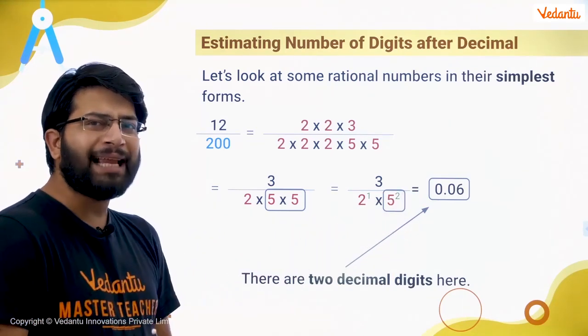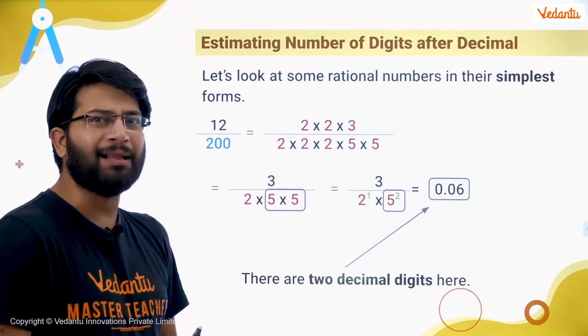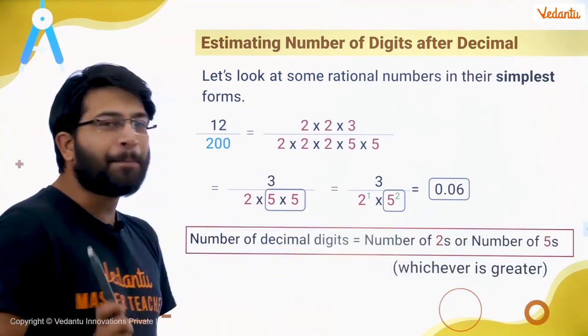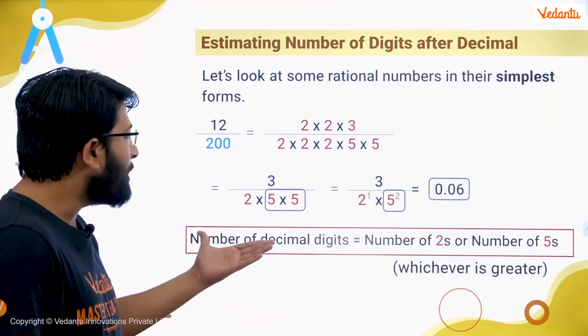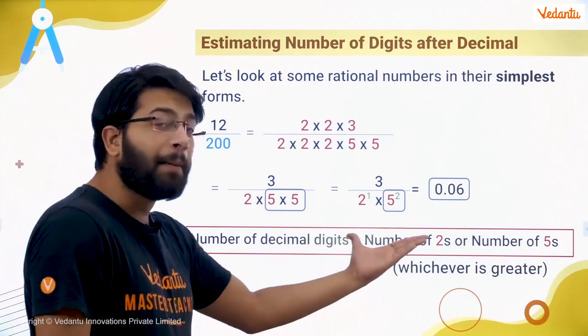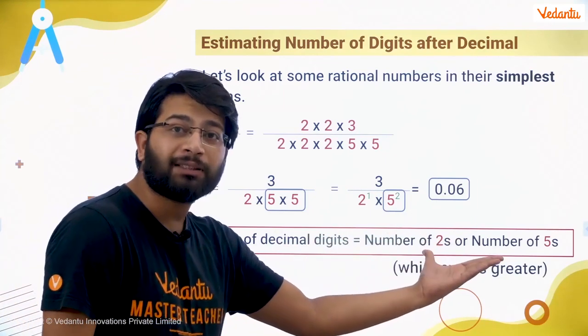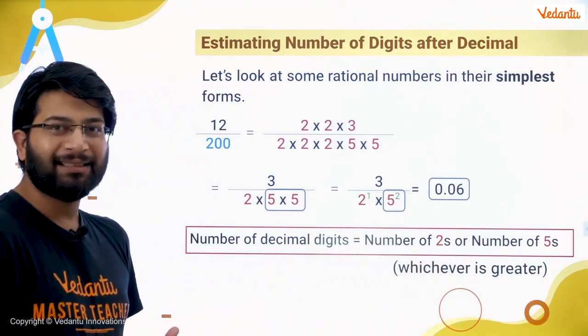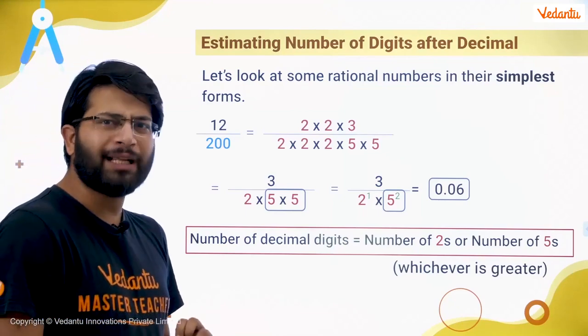So what we can say from these kinds of examples is a very important property, champs: the number of decimal digits is the number of 2s or the number of 5s, whichever is the greatest. Very simple concept. I hope it is clear.